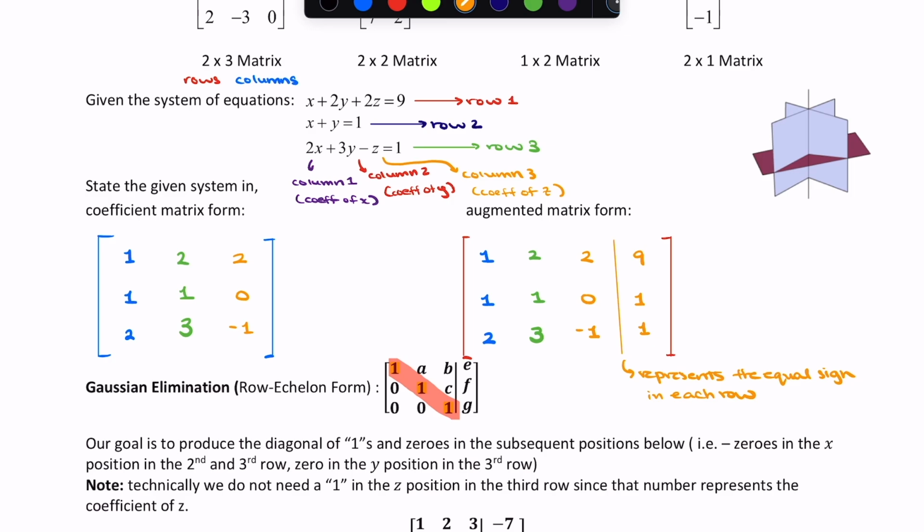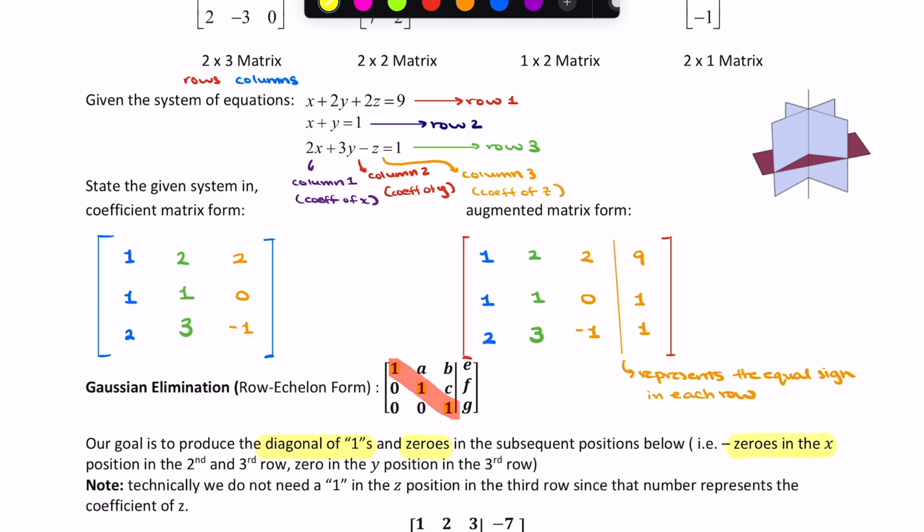Okay, and our goal is to get it into this particular form, which is called row echelon form or Gaussian elimination. Our goal is to produce the diagonal of 1s, which is highlighted there, and 0s in the subsequent positions below.